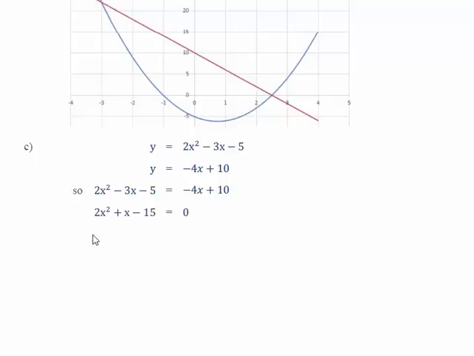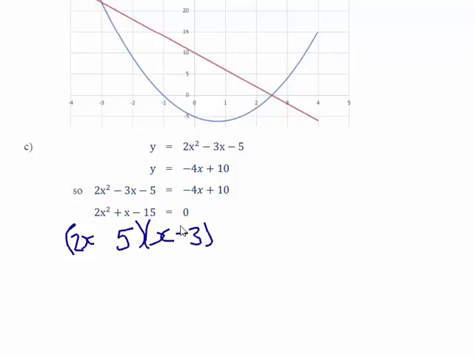So now we need to factorize this quadratic, so we'll see if we can factorize the quadratic by inspection. So we'll put a 2x in there and an x in here. Factors of 15 are 3 and 5, and we want a difference of 1. So if I put a 3 in here and a 5 in here, 2x times 3 will give me 6x, and then 5 times x will give me 5x.